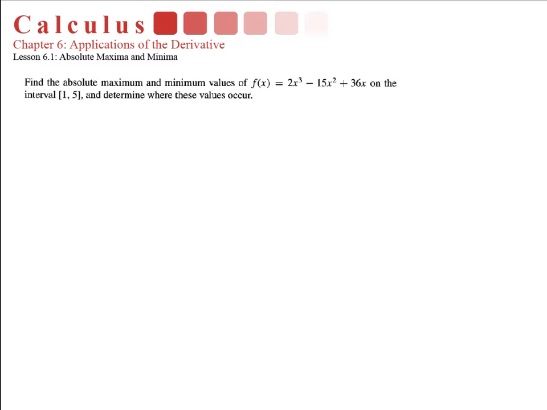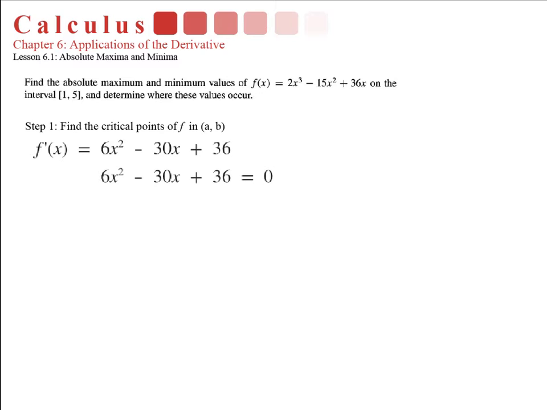Find the absolute maximum and minimum values of f of x equals 2x cubed minus 15x squared plus 36x on the interval from 1 to 5, closed interval, 1 to 5, and determine where these values occur. Step 1. Find the critical points of f in the open interval from a to b. So we take the first derivative of f, and we get 6x squared minus 30x plus 36.